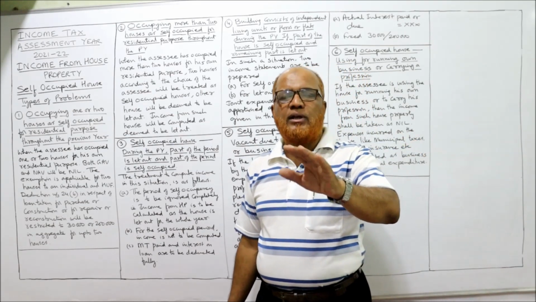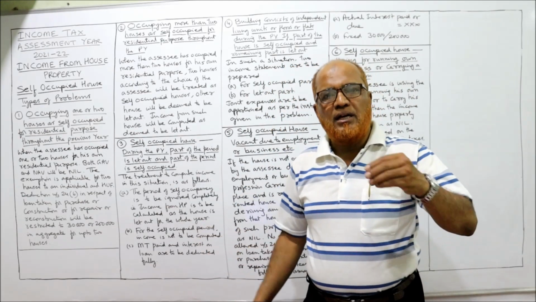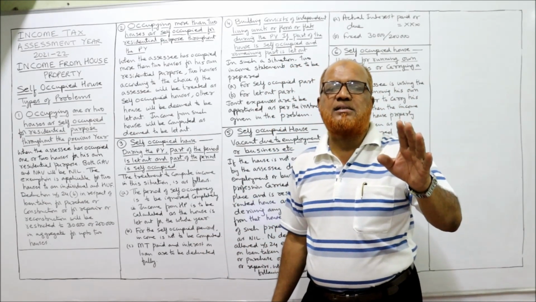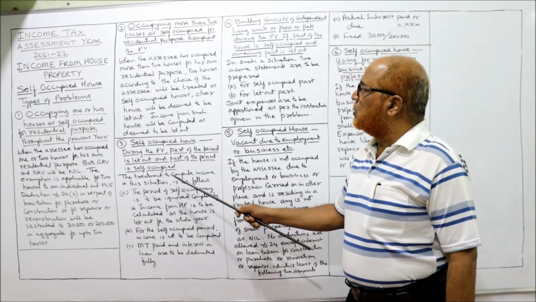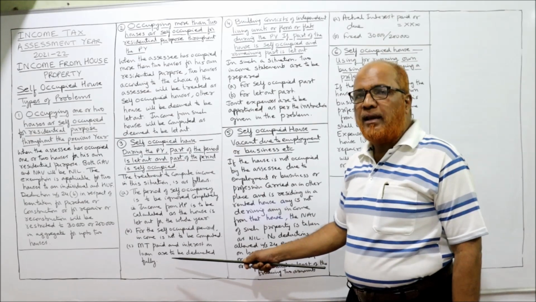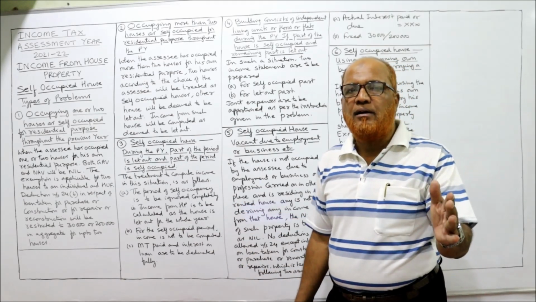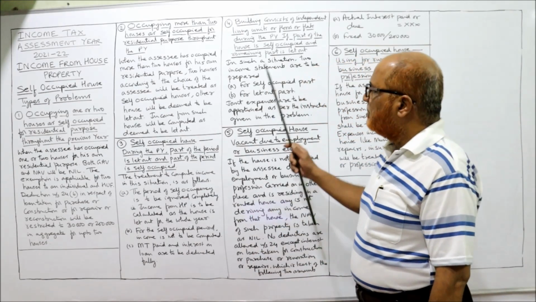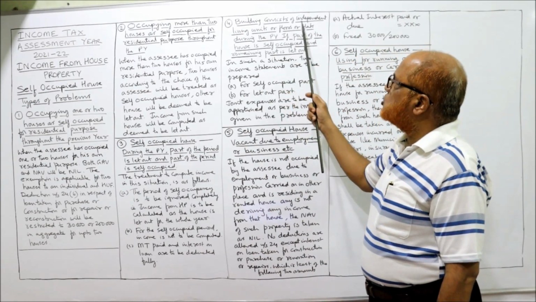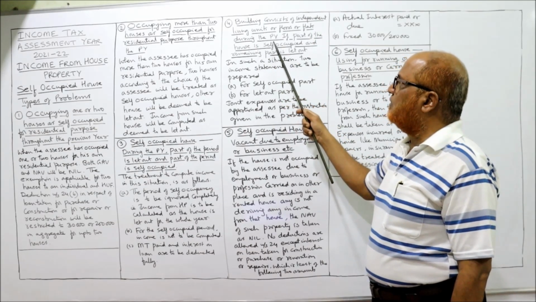Don't think that we have to take only the let out period. No, for the complete 12 months, give the deduction for municipal taxes and give the deduction for interest on loan. So these are the points you have to remember if the house is self-occupied for part of the period and let out for part of the period during the previous year. Next, the building consists of independent living units or floors or flats during the previous year.